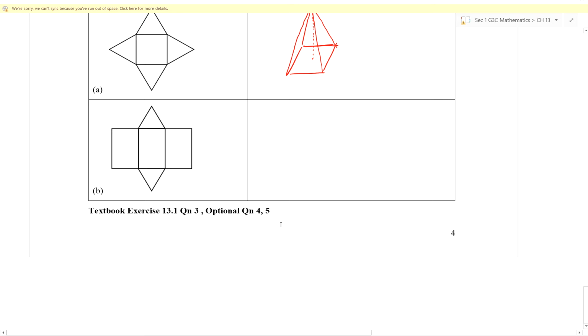In part B, we can visualize folding the two triangles inwards and the two rectangles inwards also. So we will end up with a prism.